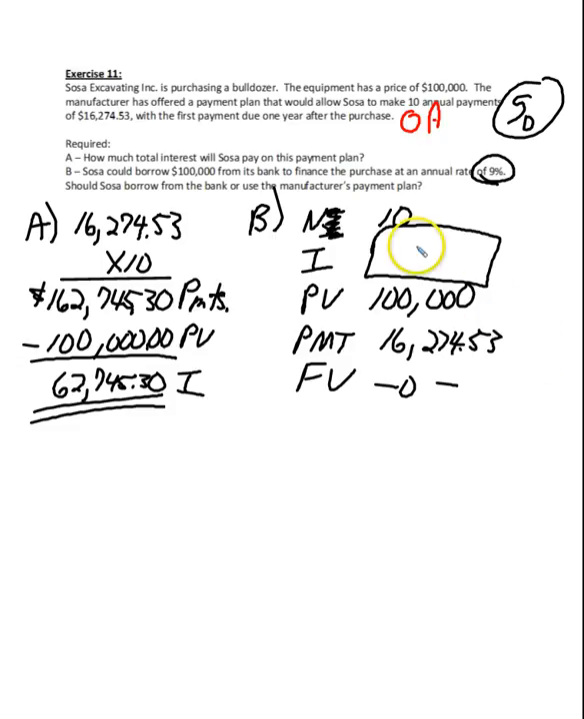And you should get an interest rate of 10%. So the manufacturer offered this payment plan for SOSA, but hidden in that payment plan is an effective interest rate of 10%. But SOSA can go to the bank and borrow at 9%. That's what SOSA should do. They should borrow at 9%. That's the cheaper alternative.